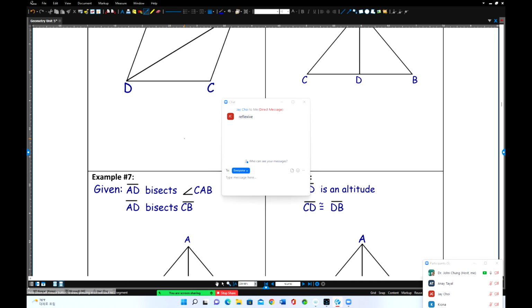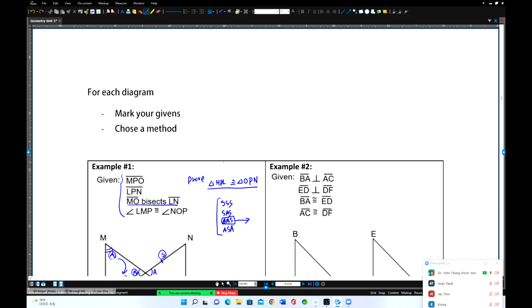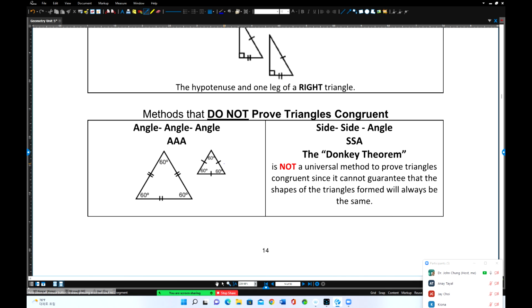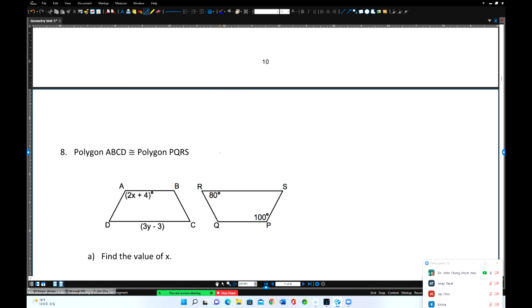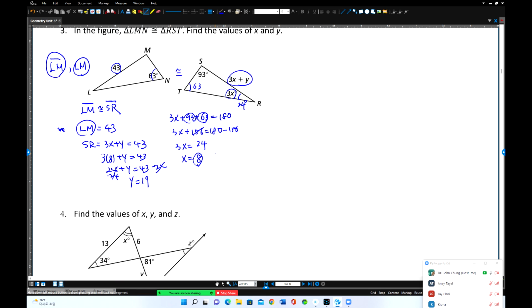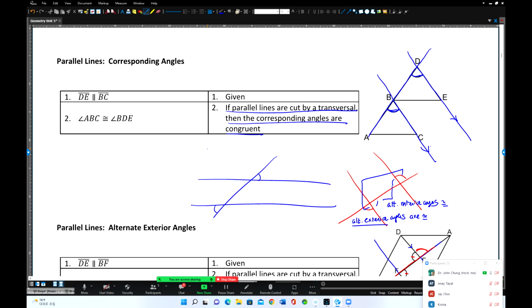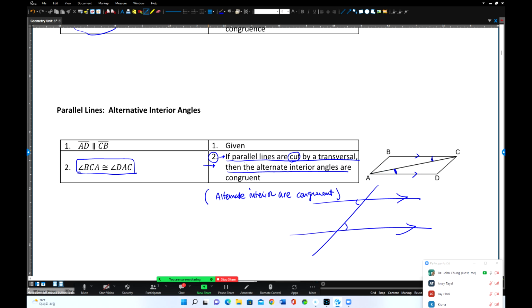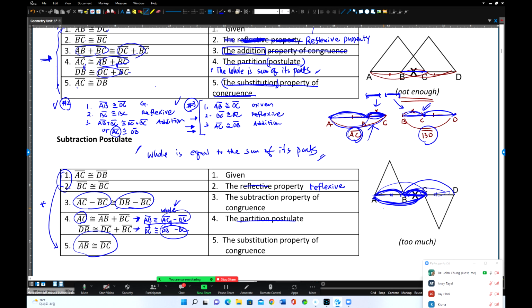So the next one over here, reflexive. That's correct. I did it wrong. Reflexive, right? That's fine.